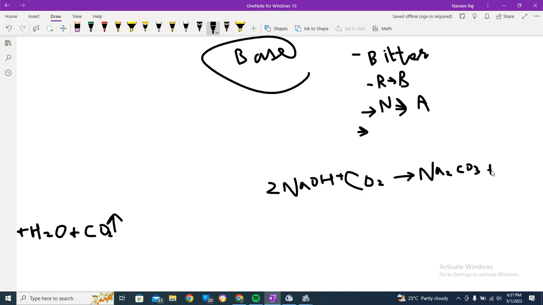Now this is how things work out in this theory, and we have different theories of acids and bases, which we will discuss in upcoming videos.